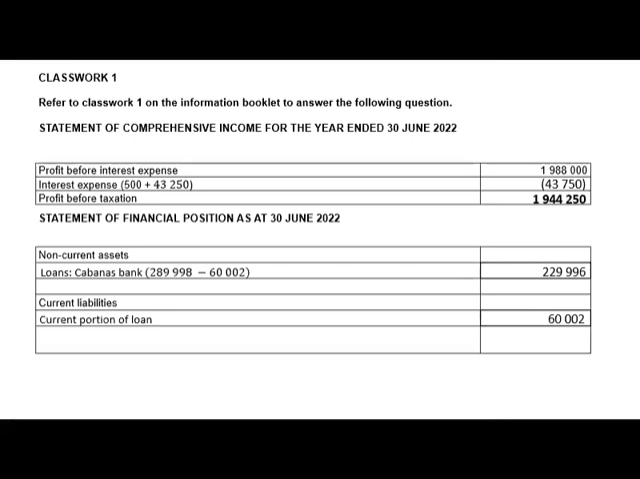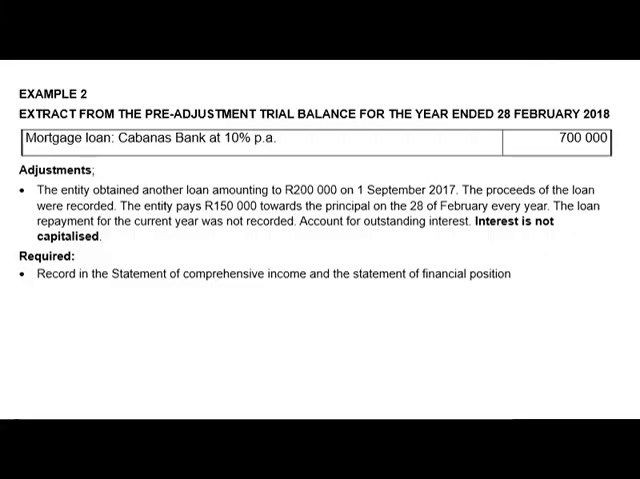I'm moving on. We have to finish this at least today, guys. We need to start with depreciation so that we start with the full financial statements, okay?